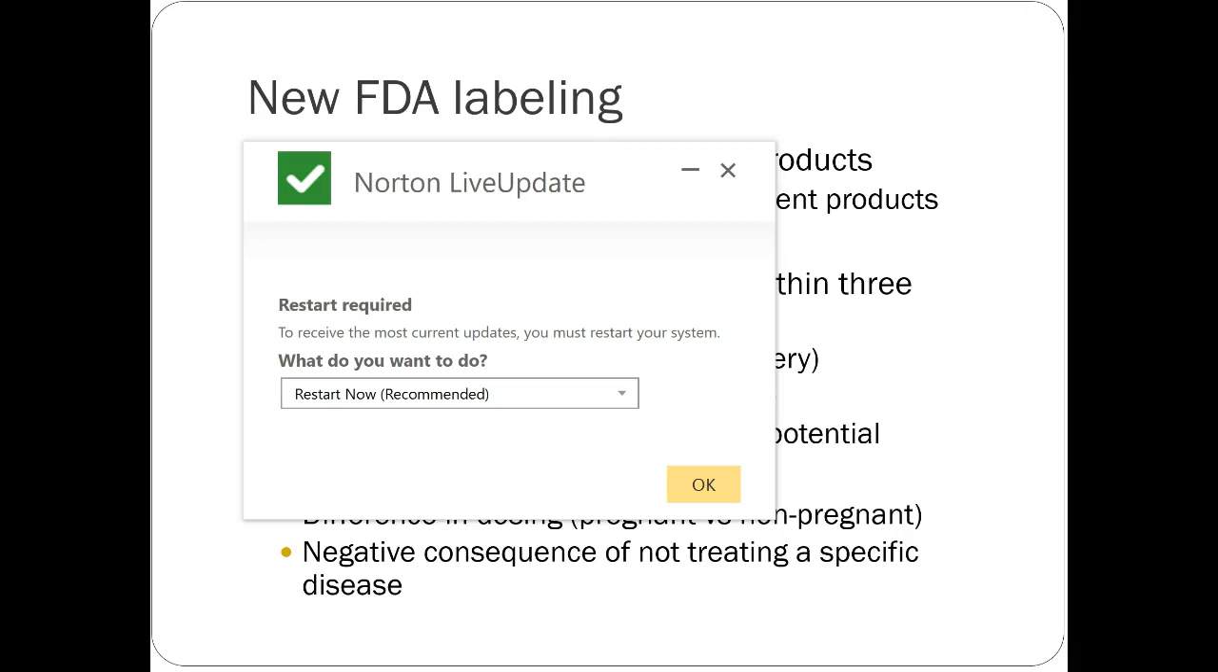Other information: differences in dosing. So if there is a recommendation to increase or decrease dosing during pregnancy, that's supposed to be included. And negative consequences of not treating a specific disease. So if the drug has maybe a potential risk, what's the consequence of holding it versus giving it? So it's trying to help providers make that benefit outweighs risk decision.